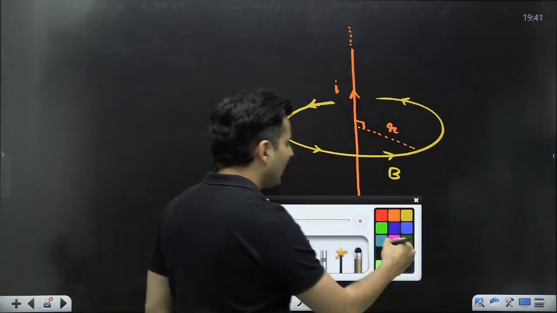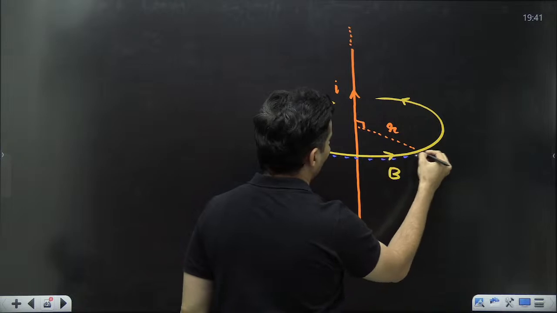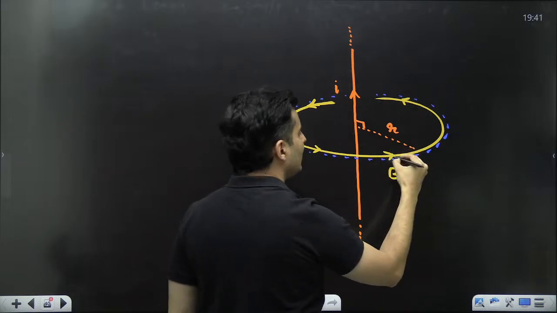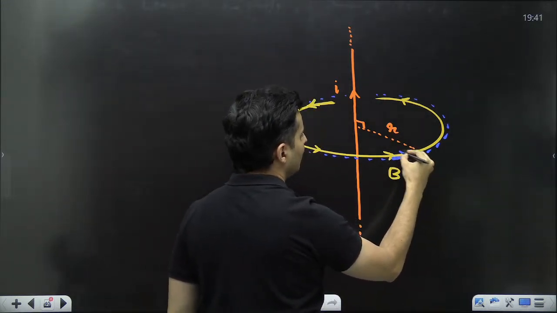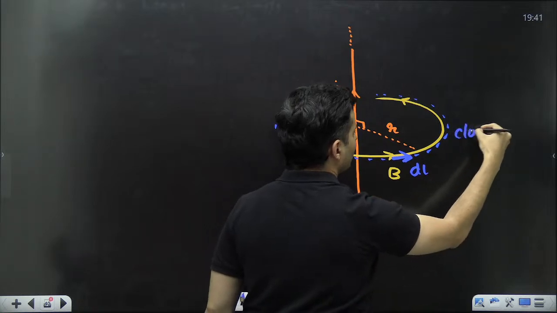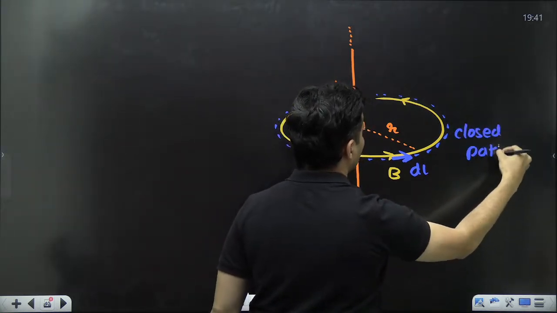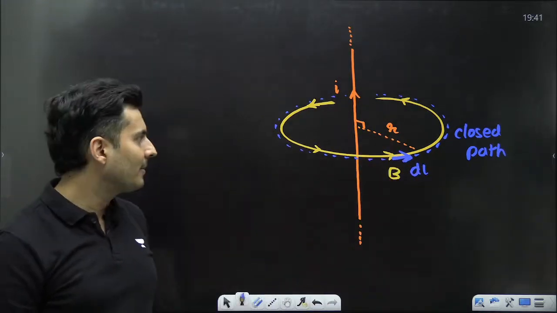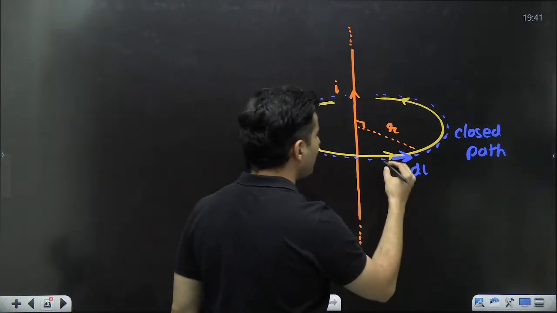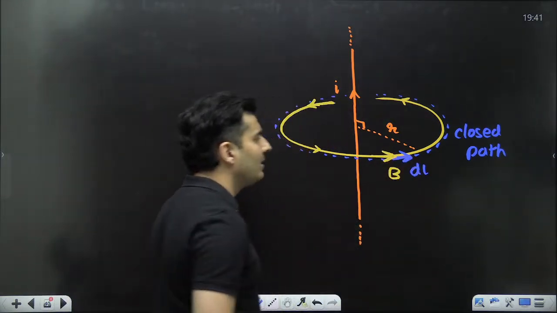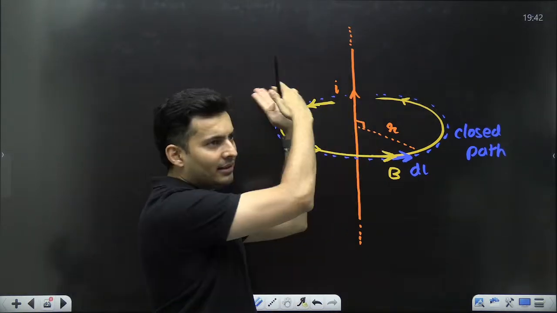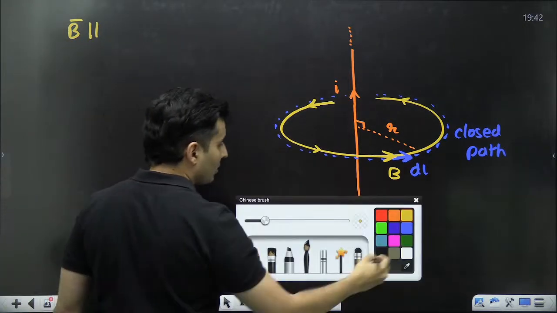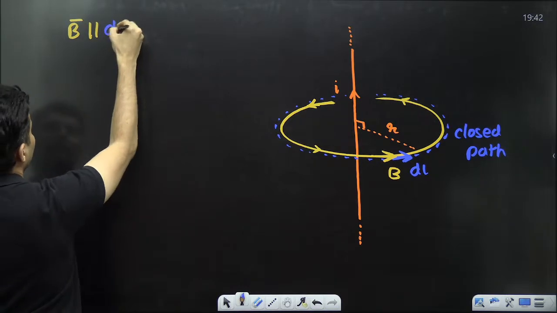Why not go exactly along this path? So this is my closed path, and I will go exactly in the same direction. So this is my dl. This is my closed path, sometimes also called the Amperian path, one and the same thing. If you notice, at every point the magnetic field is parallel to dl. B vector and dl vector have been chosen in such a way that it is always parallel to it.